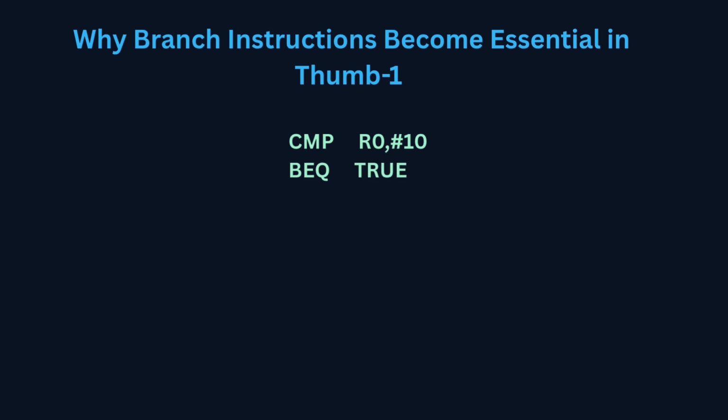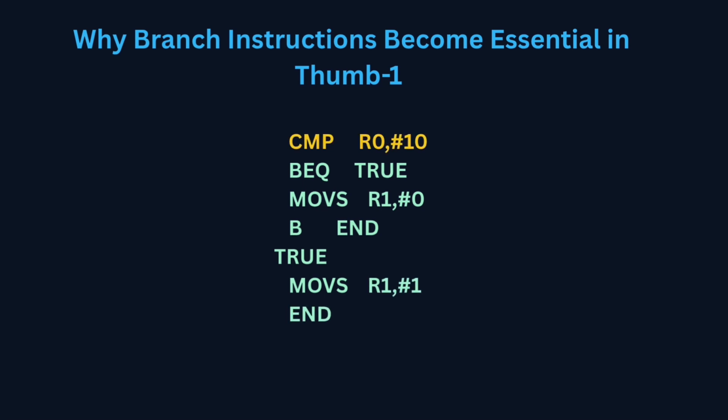Instead of attaching condition codes to normal instructions, Thumb-1 uses conditional branch instructions. The comparison still updates the CPSR flags exactly as before. But now, instead of executing a conditional instruction, the processor executes a conditional branch. If the condition is true, execution jumps to another location. Otherwise, execution simply continues with the next instruction. This is why branch instructions become the primary mechanism for controlling program flow in Thumb-1.